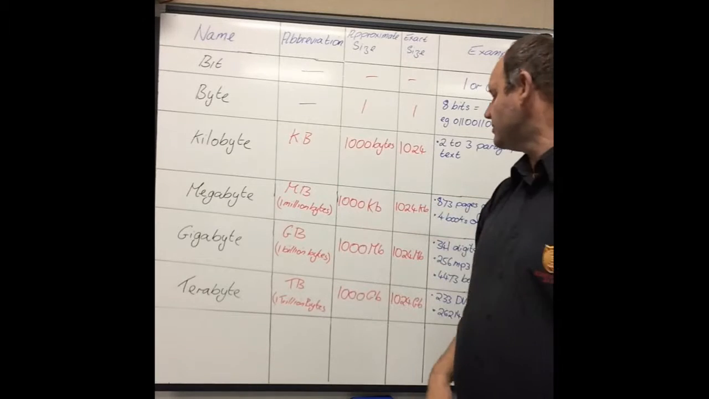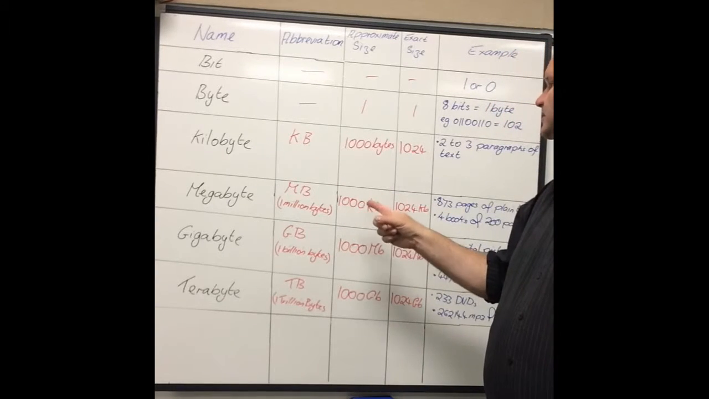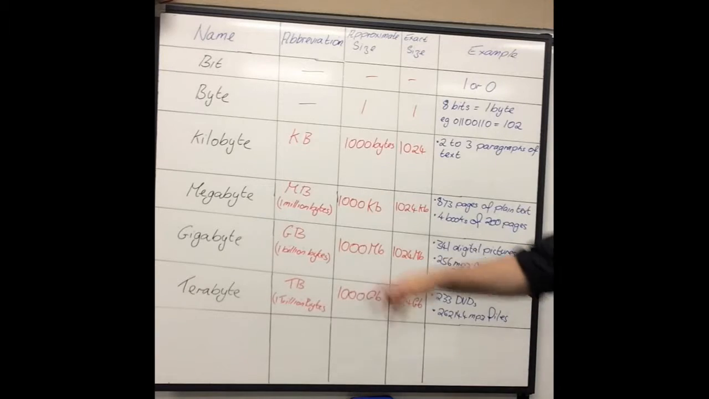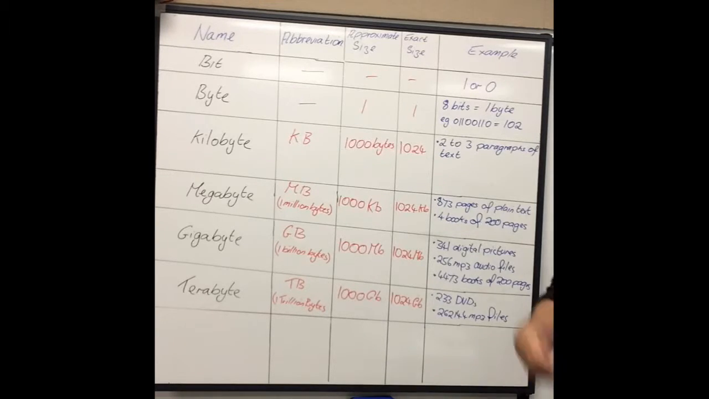For a megabyte, that's 1,000 kilobytes, 1,000,000 bytes, or 1,024 kilobytes to be precise. What does a megabyte hold? Well, it would hold 873 pages of plain text. That means there are no pictures involved. And that's about 4 books of 200 pages.